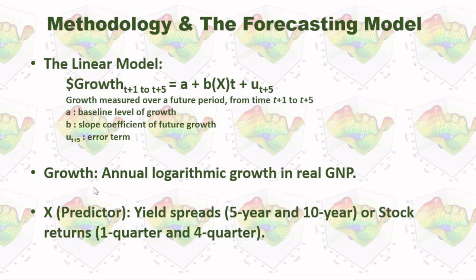For the growth, we will use annual logarithmic growth in real GNP. And X is a predictor. We are going to use 4 types of variables: one, the 5-year yield spread; two, the 10-year yield spread; three, stock returns for 1 quarter; and four, stock returns for 4 quarters. Now, let's go to the Python model I built and check out the results.